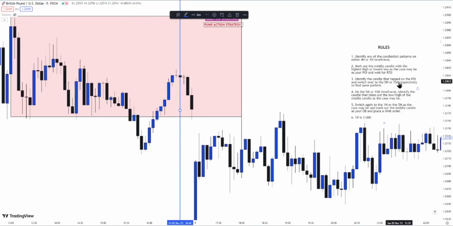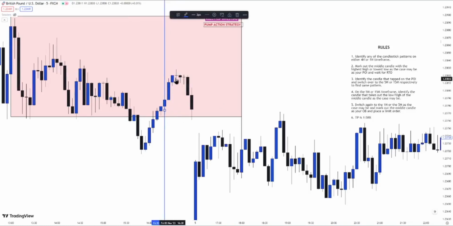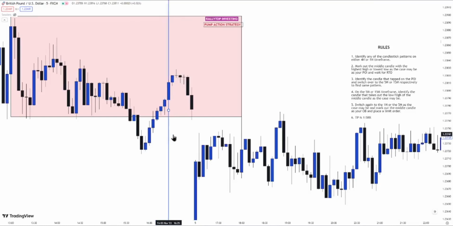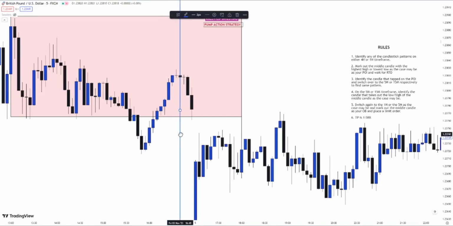Rule 4 on the 5M or 15M time frame: identify the candle that takes out the low or high of the middle candle, as the case may be. This is the candle. Look at it. Let me take it out again for you to see. This is the candle that took out the low of this middle candle. As you can see, this is the low. This one took it out. I've told you whether it takes it out with the candle closure or with the candle wick is still valid. All right. So that's it.